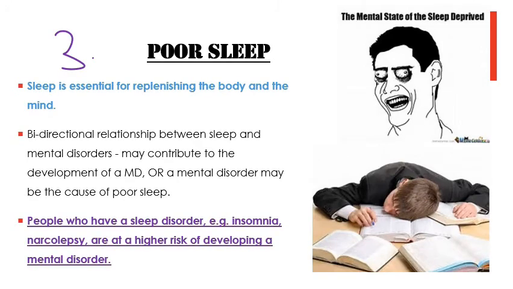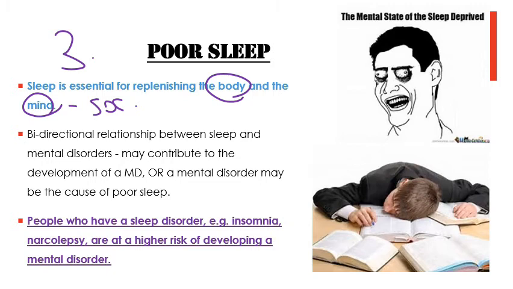Our third biological risk factor is poor sleep. Sleep is essential for replenishing the body and the mind. Now, you'll learn more about this in our next unit, states of consciousness. Poor sleep quality or quantity is associated with a range of mental disorders. If you are partially sleep deprived for a long period of time, so if that sleep deprivation is chronic, it can actually lead to things like mood disorders, anxiety disorders, addictive disorders, personality disorders, and schizophrenia and other psychotic disorders.